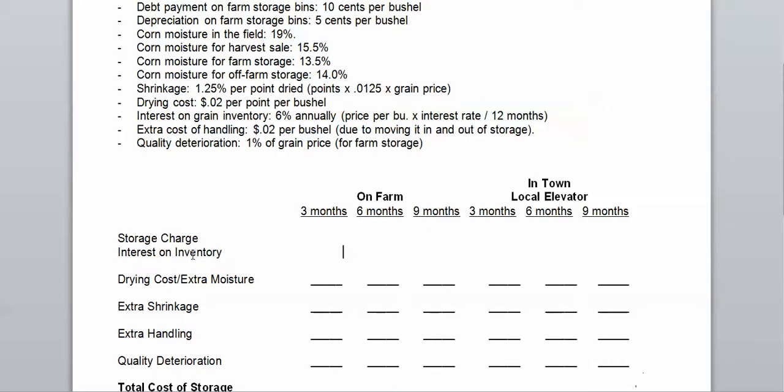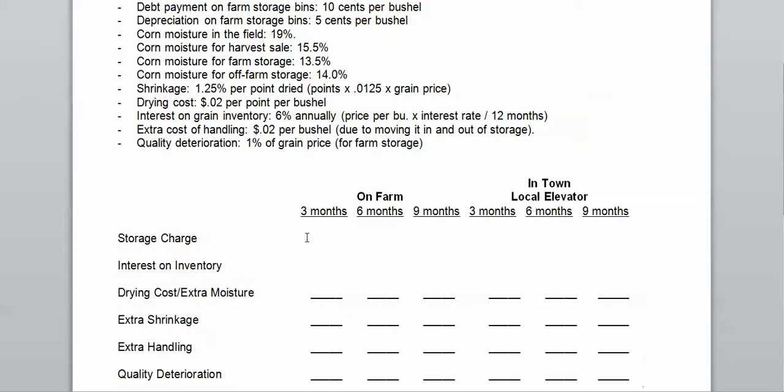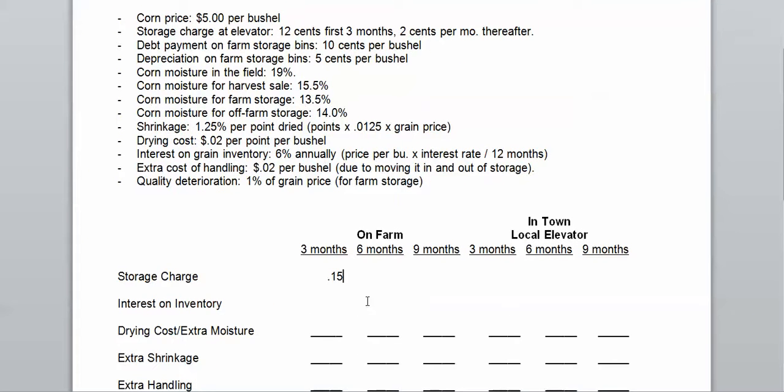So let's start off. Storage charge on farm will be the 10 cents plus the 5 cents for a grand total of 15 cents. 15 cents no matter how long we store this corn. 3 months, 6 months, 9 months, it won't matter on farm. The bins cost us the same whether we store the corn there or not.